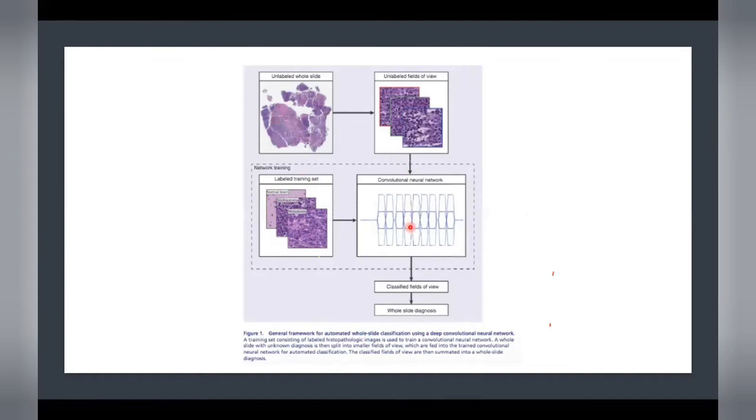It goes through multiple statistics and multiple equations and brings out the area of interest, saying that this is a GBM or this is a metastasis or this is a normal brain tissue. So this is a framework which is being used currently.